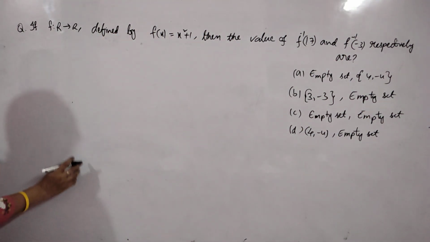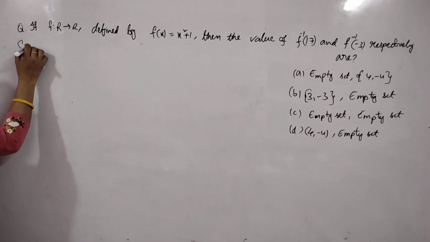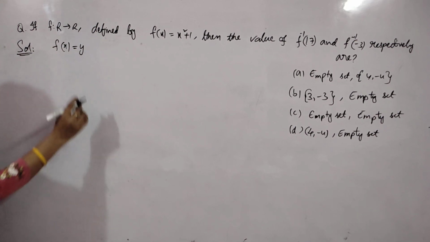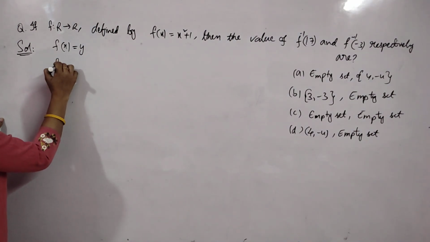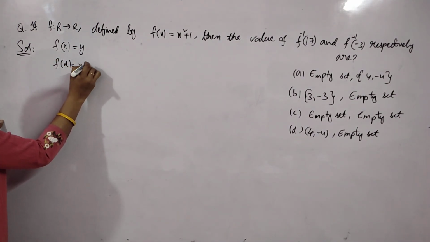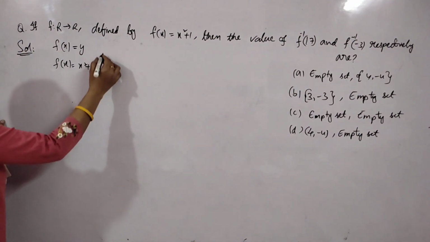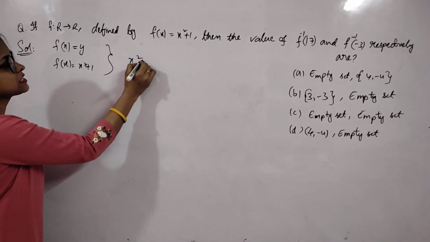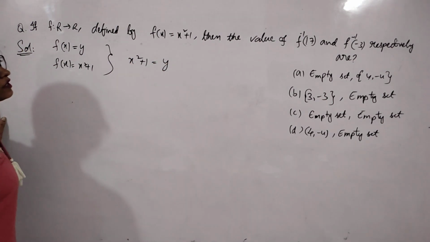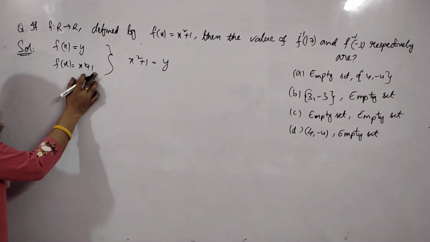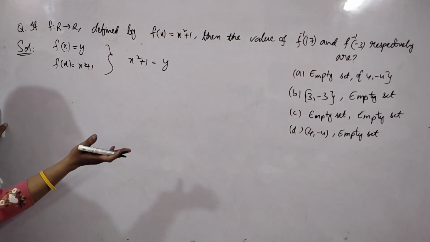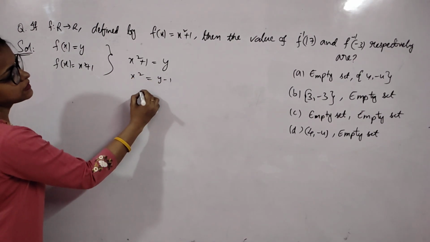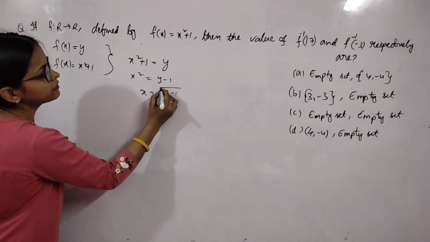So let us write the solution. We know that f of x is equal to y, and given f of x is equal to x square plus 1. So since the LHS are equal, we have to make the RHS equal. So you will get x square plus 1 equal to y. Always write the x terms on the left side and y terms on the right side, because we have to solve for x. So x square equal to y minus 1, x is equal to root y minus 1.